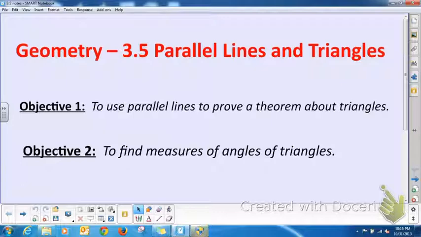This is section 3.5, Parallel Lines and Triangles. We have two objectives in this lesson. We're going to use parallel lines to prove a theorem about triangles, and we're going to find measures of angles of a triangle.